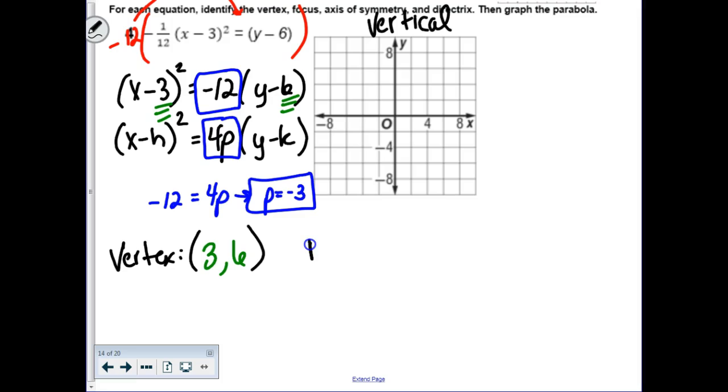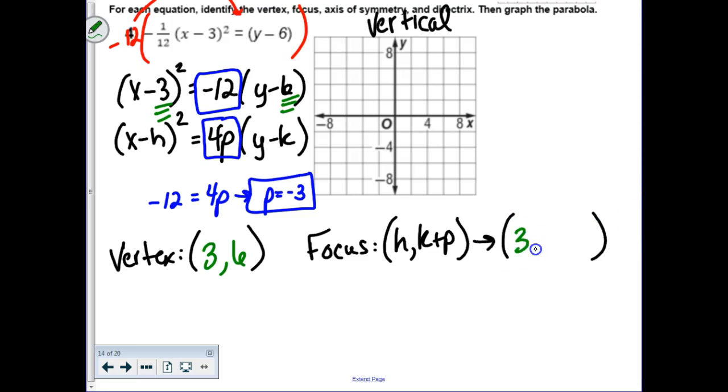So then let's go find our focus. For a vertical parabola, the focus is at h, k plus p. So for us, that would be 3, and then 6 plus negative 3. So what's that going to do for your focus location? It's actually going to move it down 3. That's okay. So this is at 3, 3.